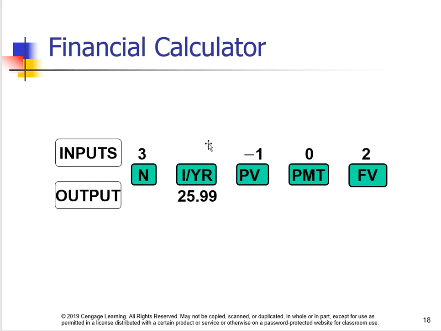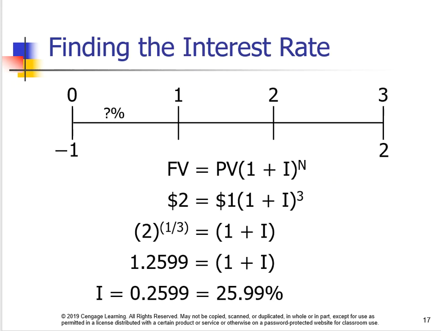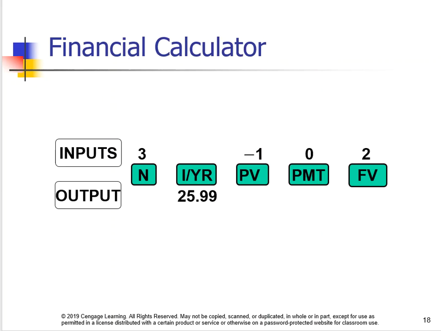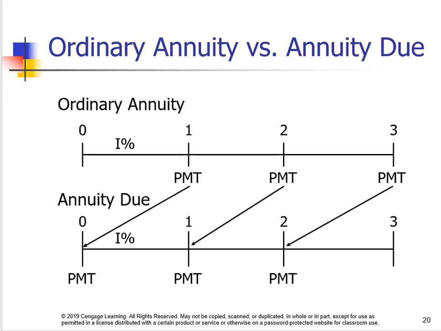I'm not sure what this -1 and this -2 are. What was our original problem? Finding the interest rate. Oh, 1 and 2. So -1, 2, and so the interest rate that gets you from 1 to 2 in 3 years is 25.99%. In Excel, it's the rate function. It's not the interest function; the interest function is something different. So it's the rate function in Excel. But again, you put in what you know and solve for what you don't know.